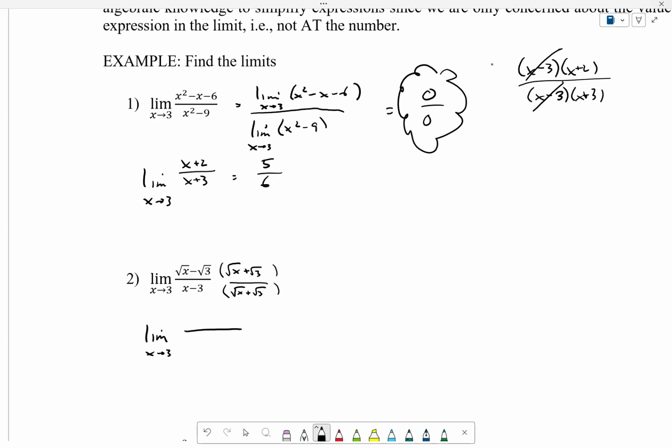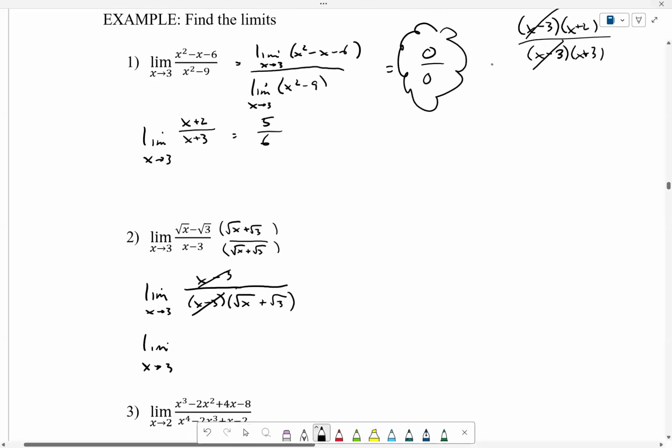So the top becomes x minus 3. And the bottom? X minus 3 times root x plus root 3. At the top, we multiplied it out, and it's nice to multiply out because conjugates result in a difference of squares. That's why it's no more square root on top. Bottom is just a mess if you multiply it out, plus you lose that factor, right? So nice. Leaving us with this limit as x approaches 3 of 1 over root x plus root 3.